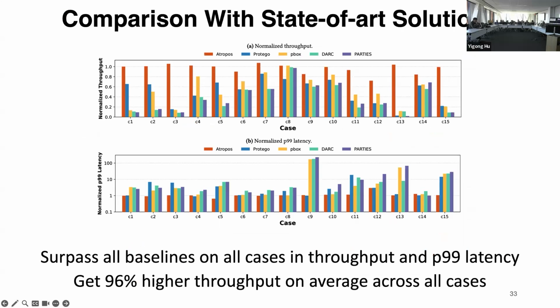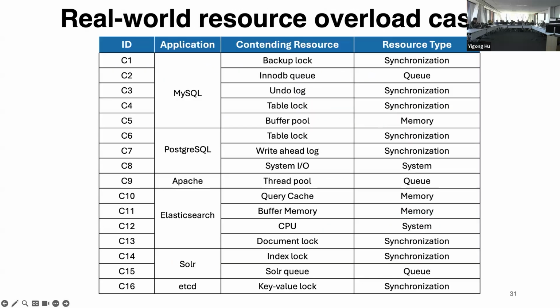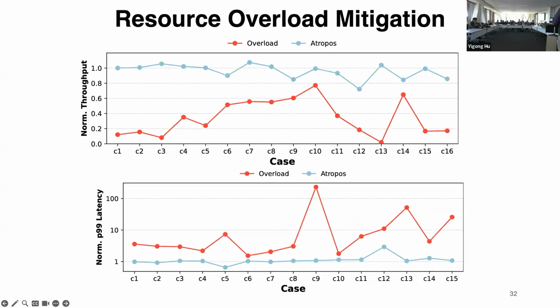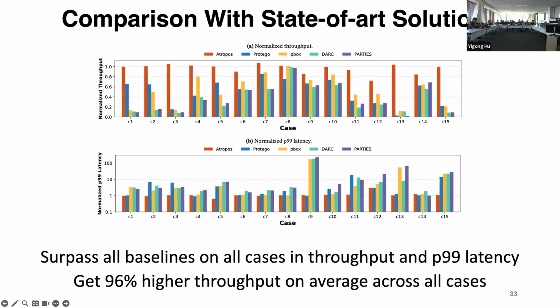And for 12, I think it's a CPU resource, I remember. So this one is not really an application resource. We have several long idle easy requests that manipulate the CPU, and we want to test how Atropos behaves with this system resource. So it's not that good, but it's still better than the rest.